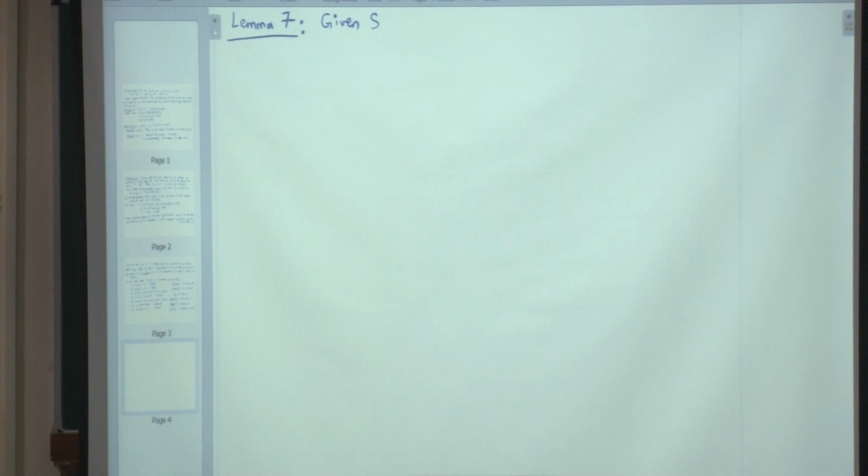given S subset of SL, S is inconsistent if and only if for some little s in SL, S proves negation of s implies s.